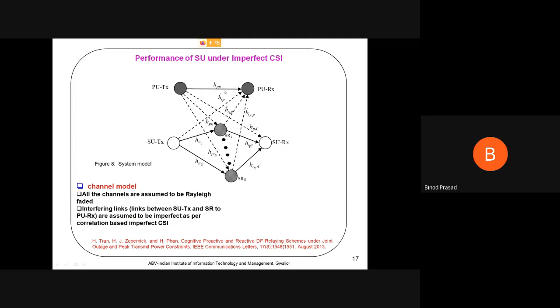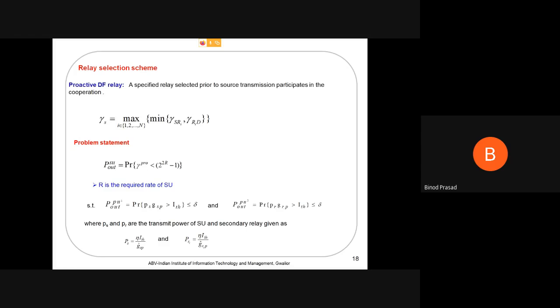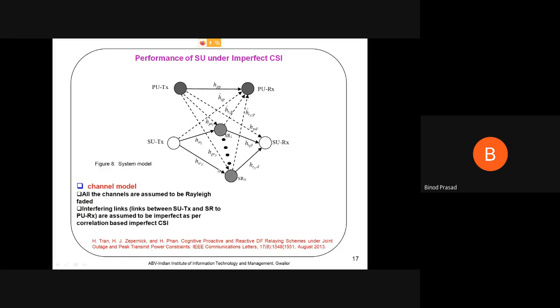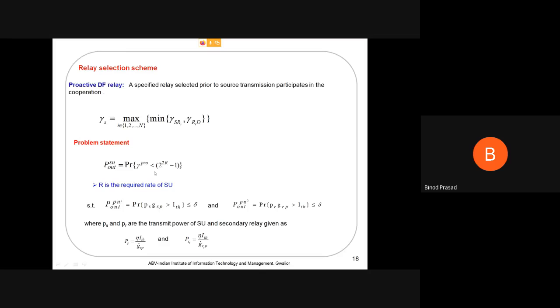Also, the channels are supposed to be Rayleigh faded channels, and the scheme opted here is the underlay approach, and the kind of imperfection that is opted is a correlation based feedback model. So this is how the problem is looking. We have DF protocols like this. We have an outage probability of this SNR, this gamma is the SNR here. What is the SNR? This is the required SNR.